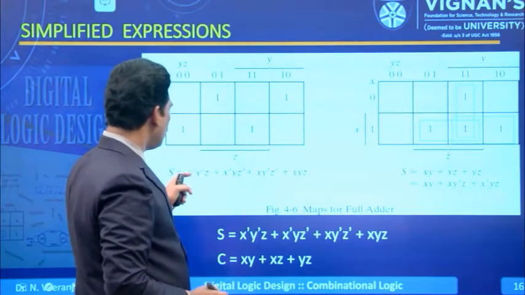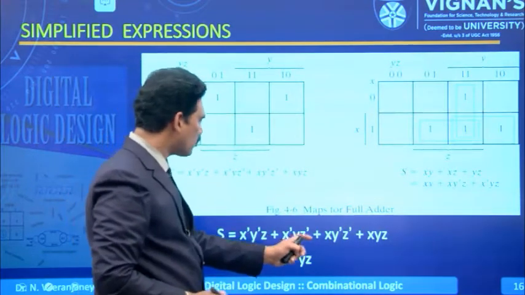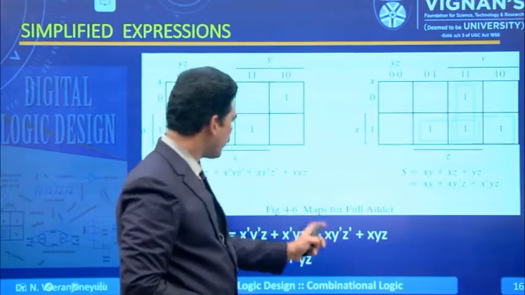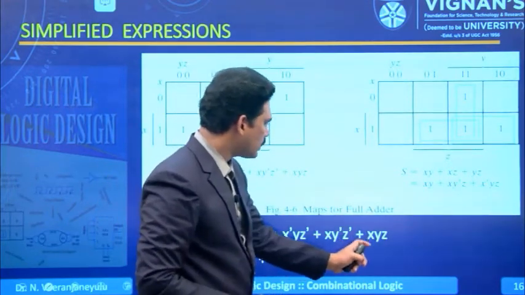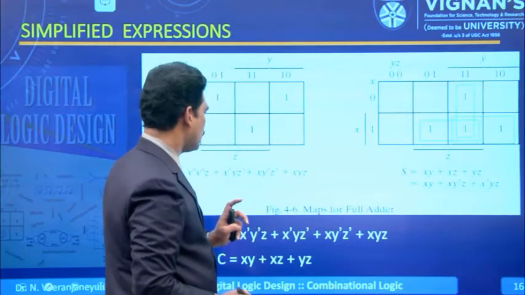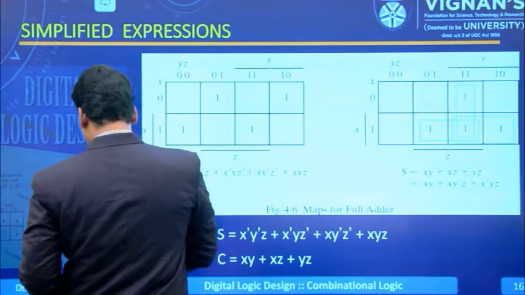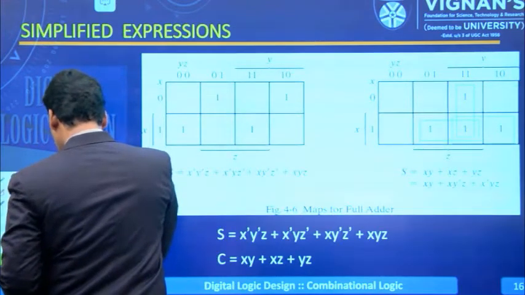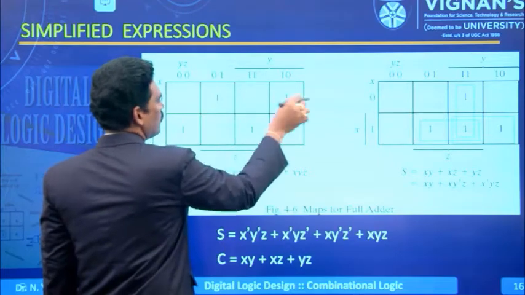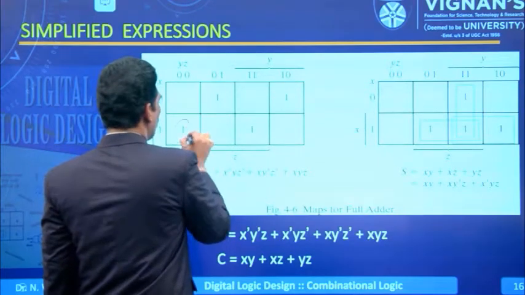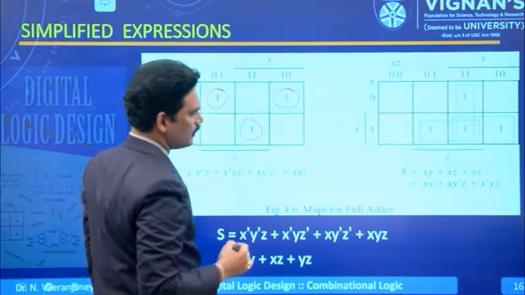S is equal to X bar Y bar Z, this is X bar Y Z bar, this is X Y bar Z bar, and plus X Y Z. So the mapping is not possible. Grouping is not possible anyway. Okay, so we have to represent it like this.